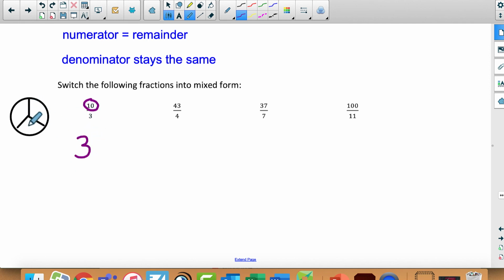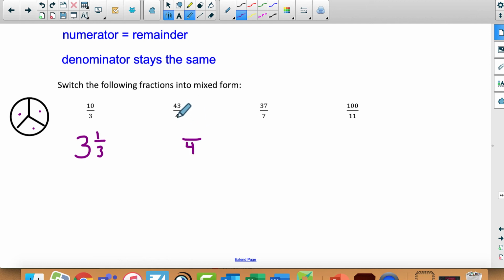That gives you 9 pieces. If you had 3 of these ones, you'd have 1, 2, 3, another 4, 5, 6, 7, 8, 9. You'd have 9 pieces. You'd have 1 left over. And the pieces stay the same size. They're still thirds. So again, if that's too confusing with the drawing, 3 goes into 10 3 times. That gets you up to 9. So you have 1 left over. The denominator stays the same. If you want, put the denominator down right away. Denominator always stays the same.